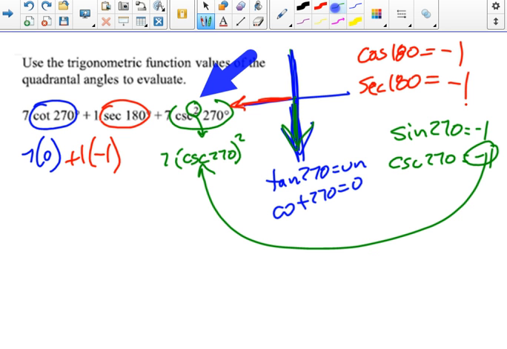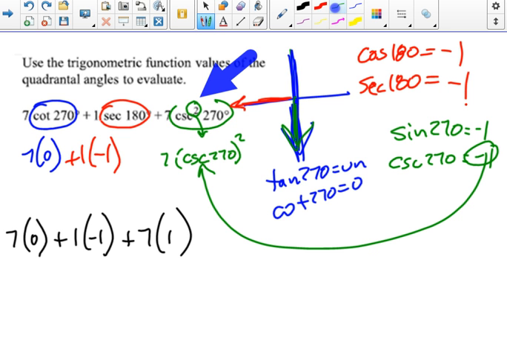So this whole thing boils down into 7 times 0 plus 1 times negative 1 plus 7 times 1. Well, that's gone. That's just 0. So I have 1 times negative 1 is negative 1 plus 7. That's 6.